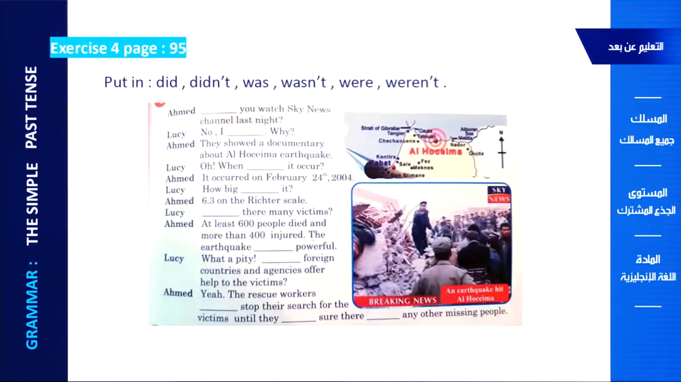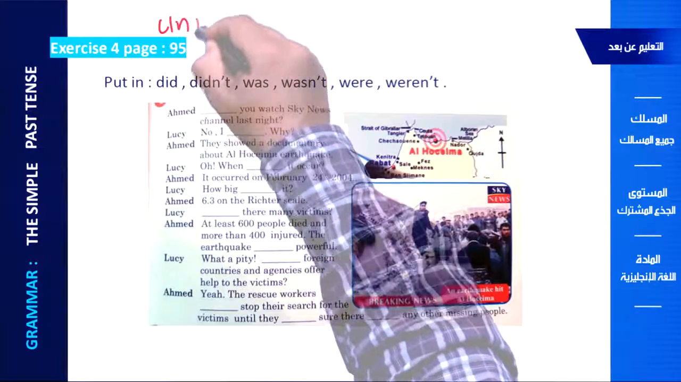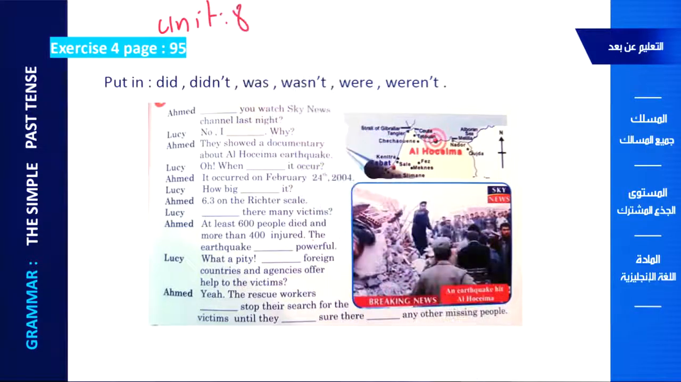If this is clear, now we have an exercise. This exercise is taken from the book, from Unit 8, exercise number 4 on page 95. This picture is an extract from the book. If you want to work with me using the book, you can take your books and go to page 95, exercise 4.